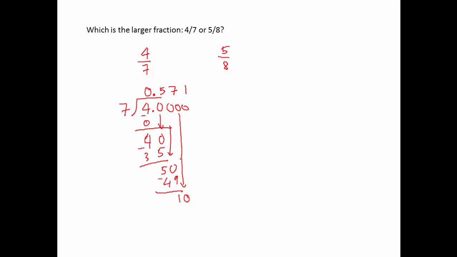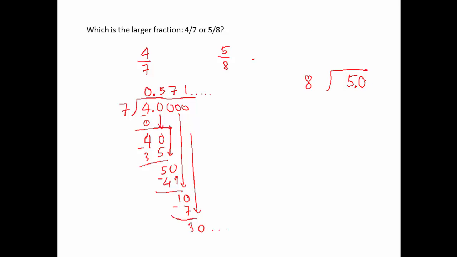Bring down another 0 here. 7 goes into 10 one time, right? Because 7 times 1 is 7, less than 10, so 10 minus 7 is 3. And then bring down another 0, and so on. This is not an even number, so we still have many decimals after this. But roughly, 4 over 7 is 0.571.